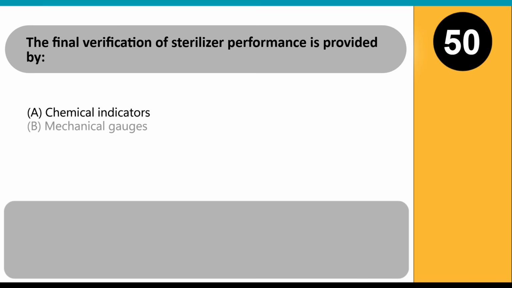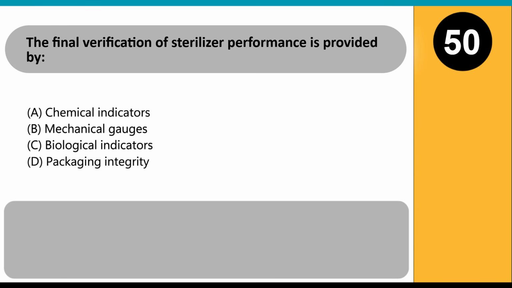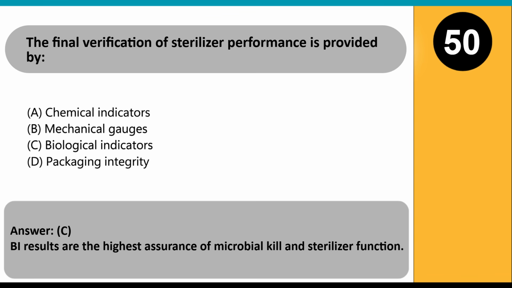The final verification of sterilizer performance is provided by A. Chemical indicators. B. Mechanical gauges. C. Biological indicators. D. Packaging integrity. Answer C. BI results are the highest assurance of microbial kill and sterilizer function.